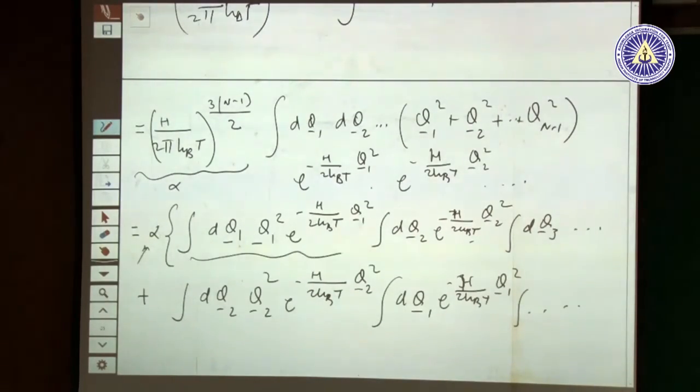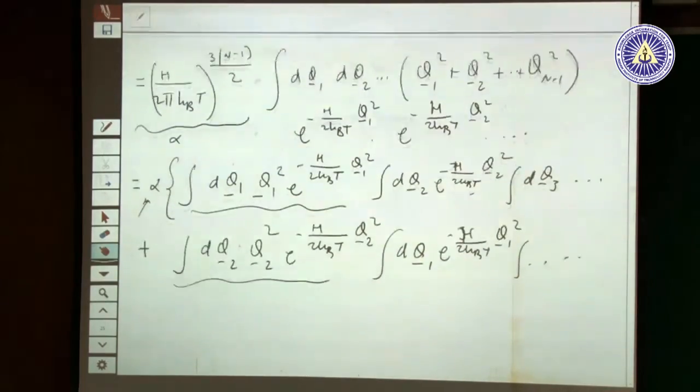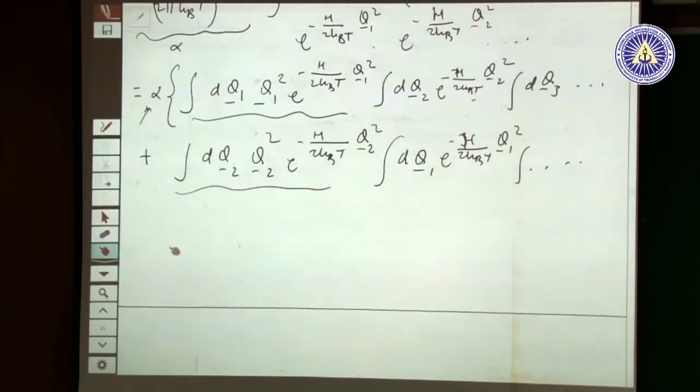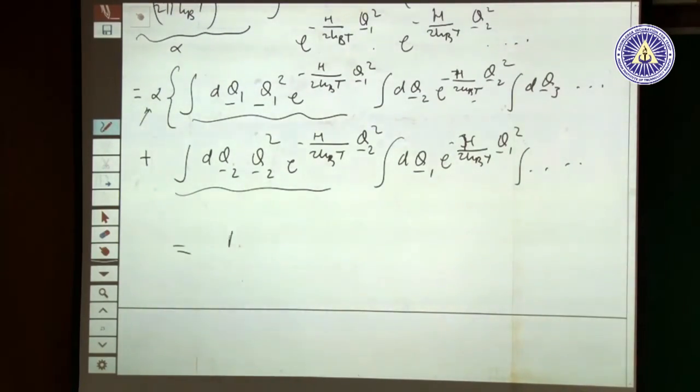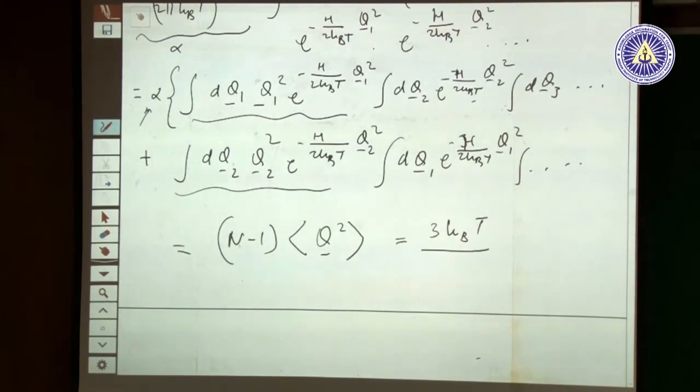So, you are only left with this one to do, right, and you will see each of these is the same in front, and we have n minus 1 of those. And they are all dummy variables. So, in the end what you will get is simply n minus 1 times q squared, okay. And that q squared was the same as L squared, which was 3 k_B T over H, right. So, you get 3 k_B T over H times n minus 1, that is r squared.